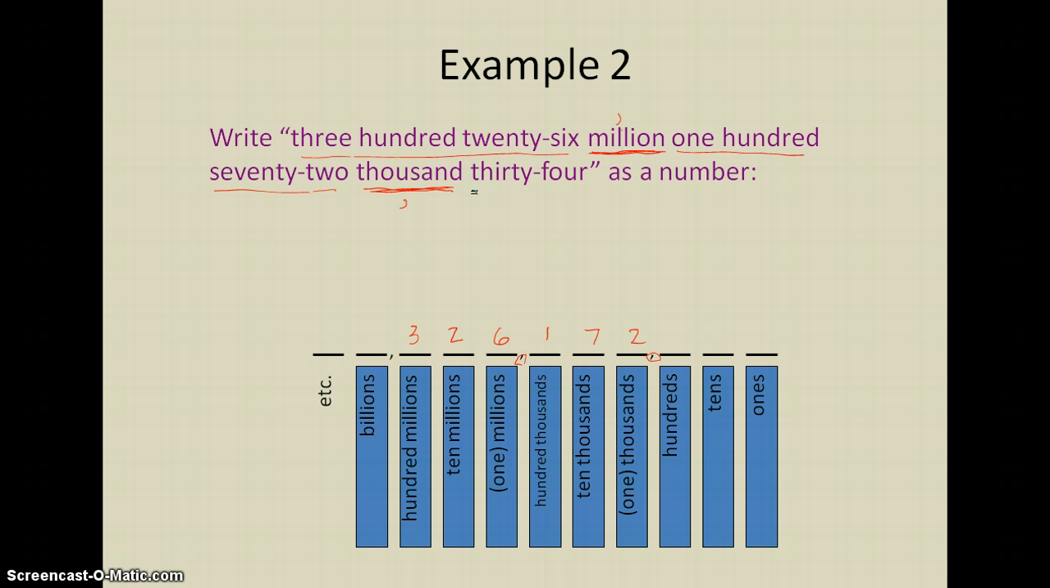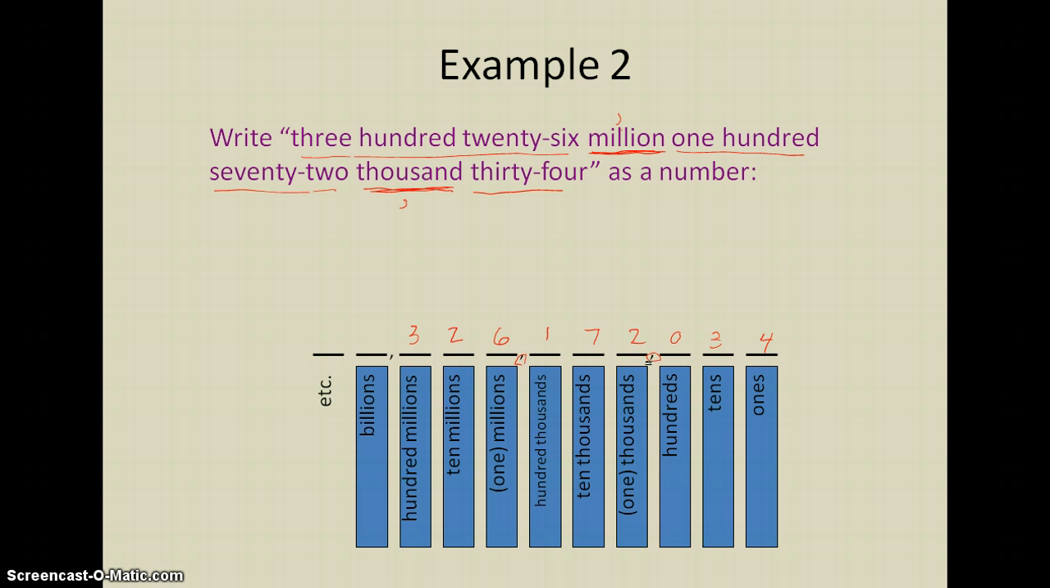Last thing that I have here is the number 34. So I know that if it's just 34, I'm going to put a 0 into the hundreds place, a 3 into the tens place, and a 4 into the ones place. So the actual number in standard form would look like 326, comma, 172, comma, 034. And if I were to read that number out loud, I would say 326,172,034. And that would match the words that I was given.